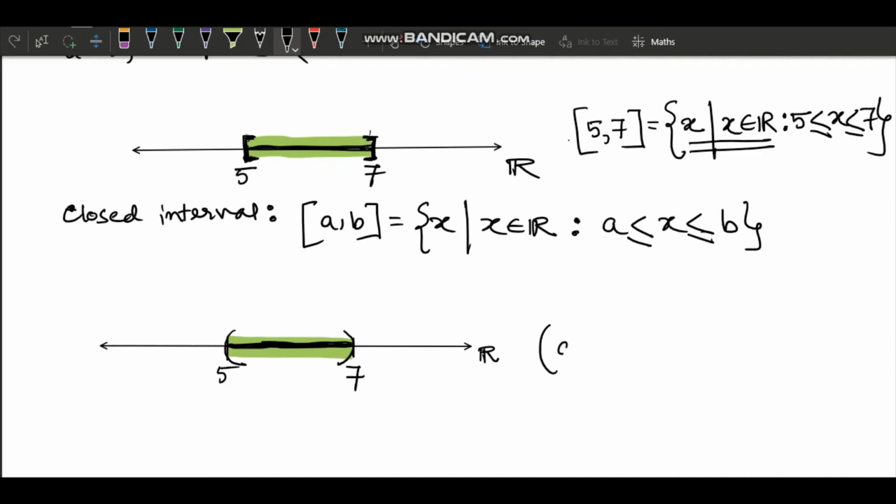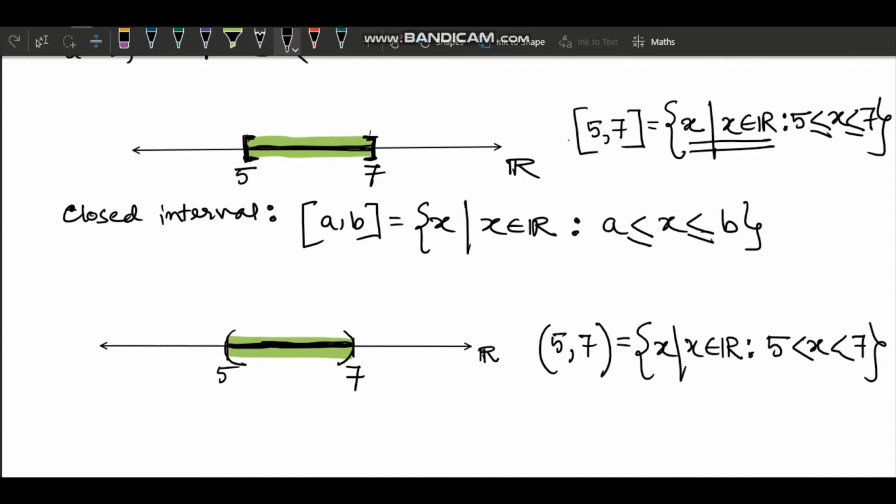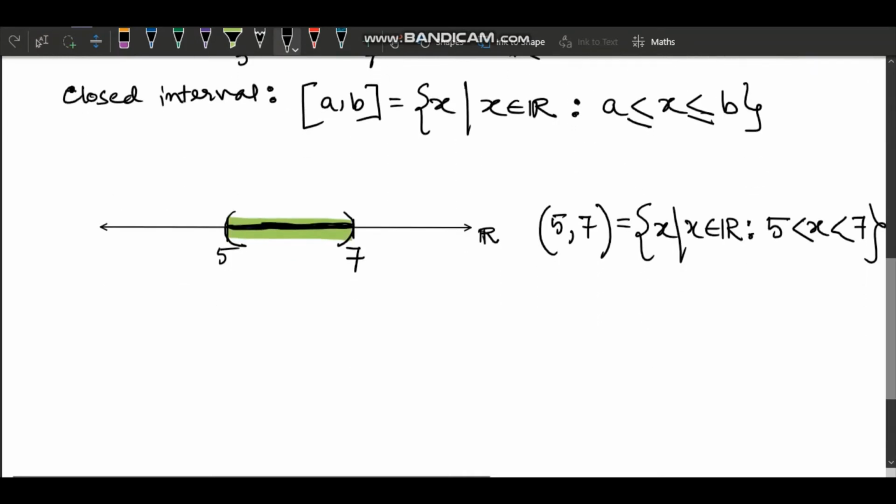And this is how we write the open interval 5 comma 7: it is the set of all real numbers which are in between 5 and 7. It is the set of all real numbers which lie between 5 and 7, and definitely we have not included 5 and 7 in our list. So we can generally write the open interval as first bracket a comma b. This is the set of all numbers.